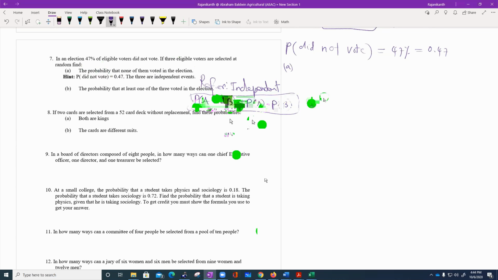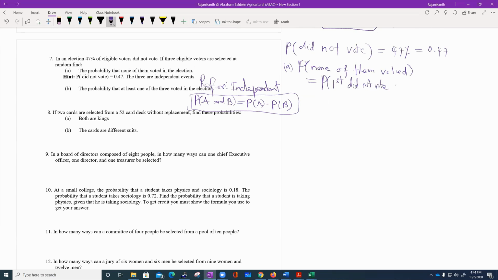Therefore, the probability that none of them voted out of three, right? There are three people. That is simply what is meant by this. This means the probability that the first guy did not vote, and the second one also did not vote, and the third guy also did not vote. So this is the meaning, right?